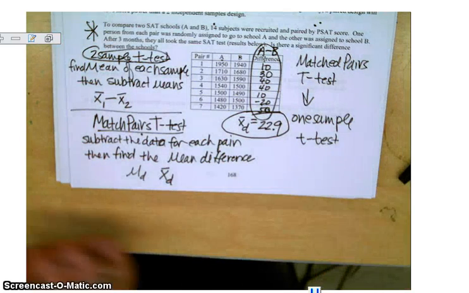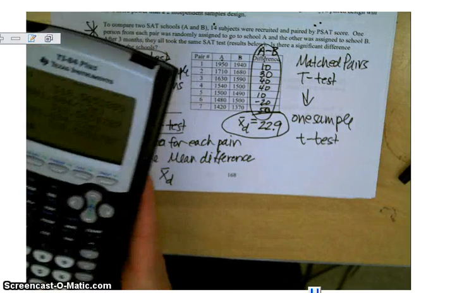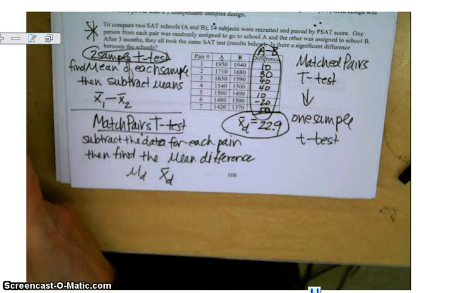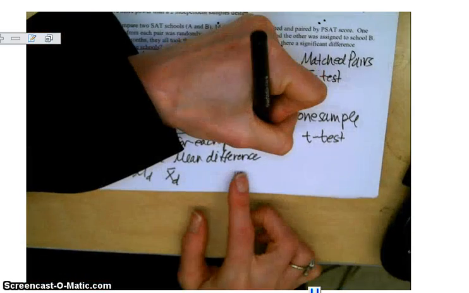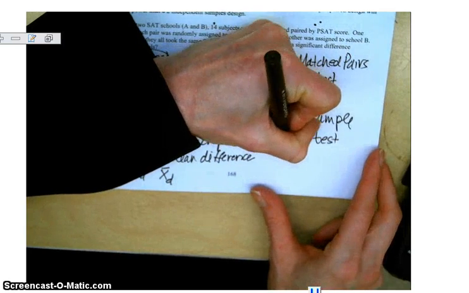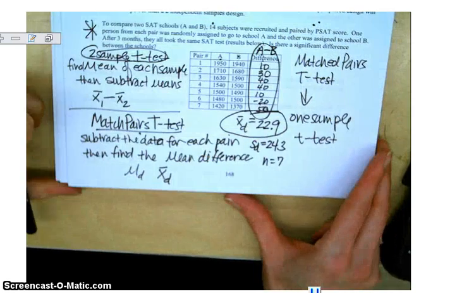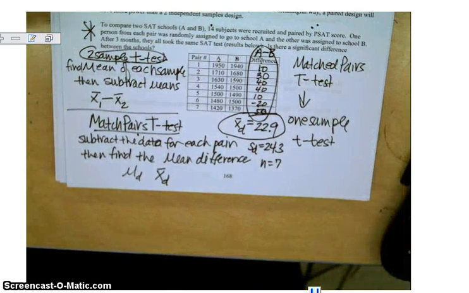And we probably are also going to need the standard deviation, so it's probably best, you don't want to calculate standard deviation by hand, do you? Okay, so just enter them in a list. So the standard deviation of the difference is 24.3 and n is 7. All right, so we have our data here.